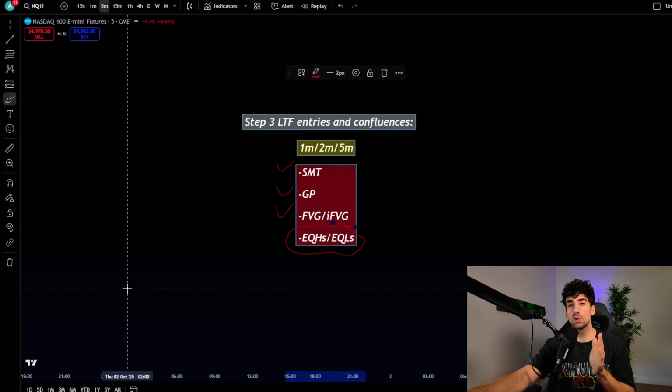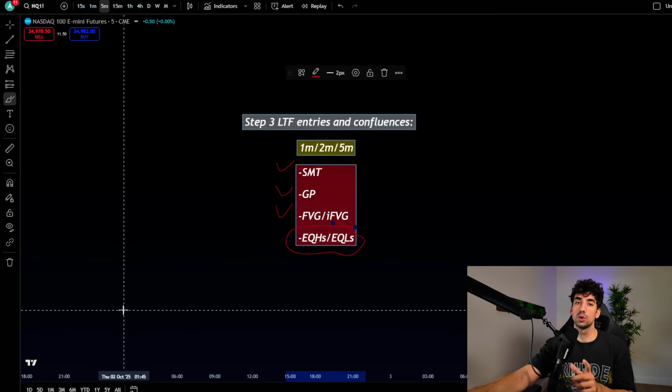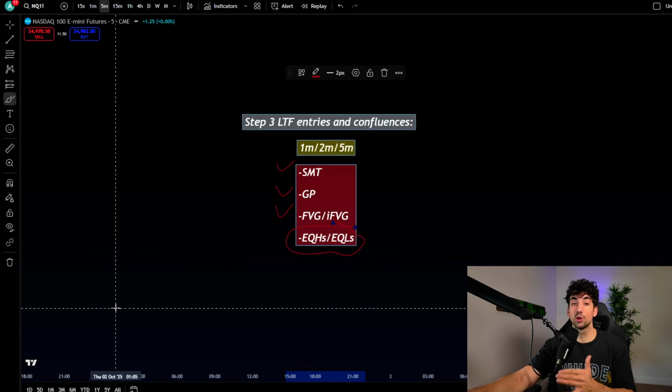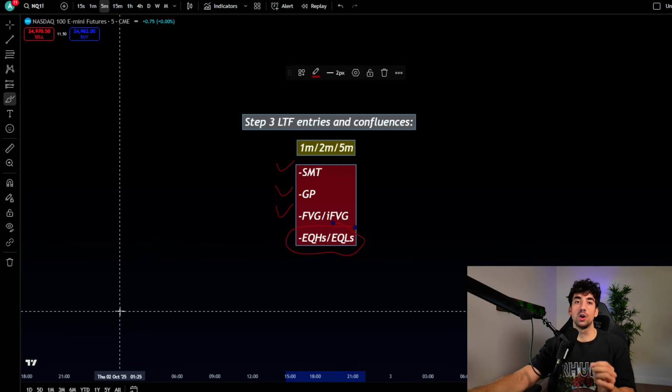Remember this, the higher the quality of the setup, the more confluences, the more confident you are on that trade, the more you can size up. Now, I'm not telling you to full port your whole accounts, but I am telling you to take bigger risks when the odds are in your favor.